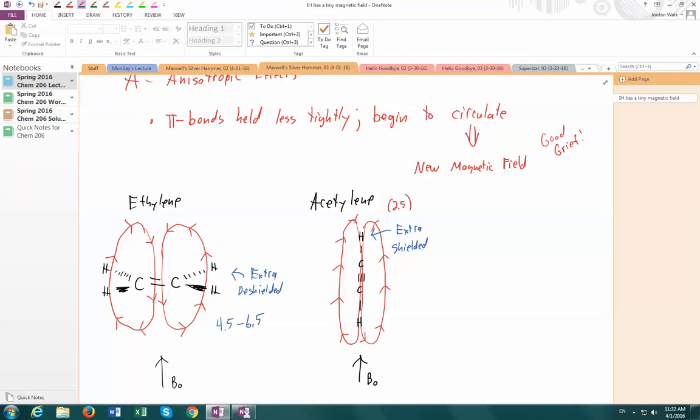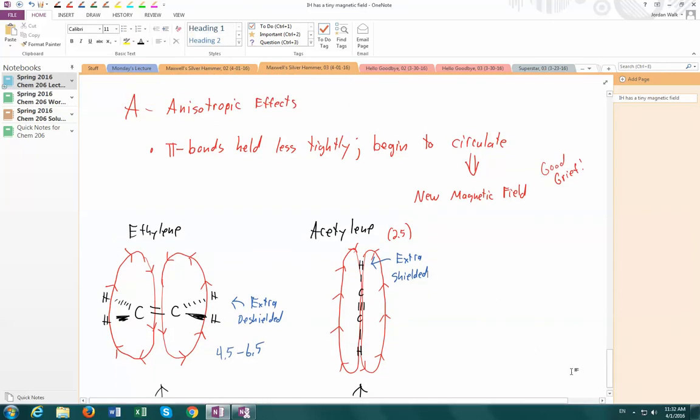I was asked in 10 o'clock, well, why do they line up this way? It's just the nature of the new magnetic field. That's how we do it. This is very much experimental stuff.